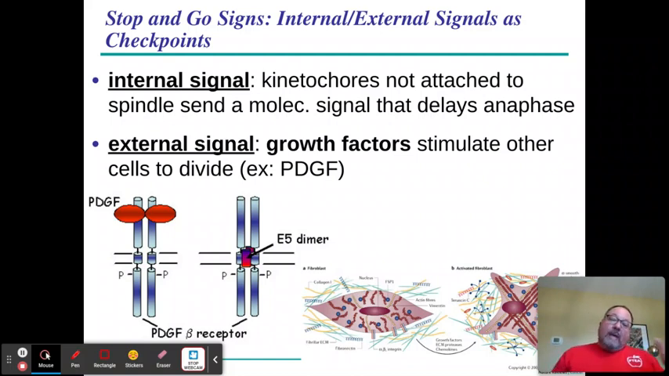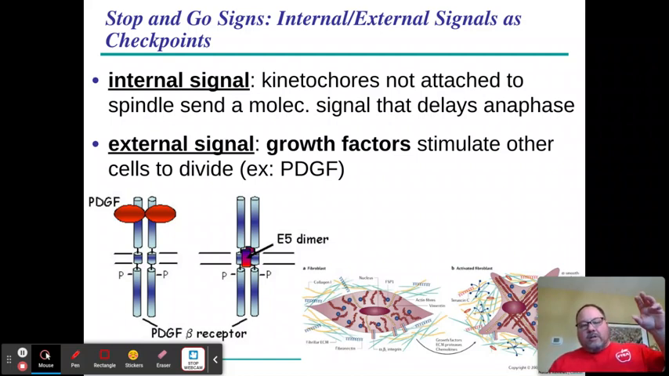Cells won't move past metaphase until the mitotic spindle forms, grabs onto the kinetochores of the chromosomes, and aligns them in the center. Again, that ensures an equal distribution of chromosomes in the daughter cells after cytokinesis. External signals, a lot of that has to do with growth factors.